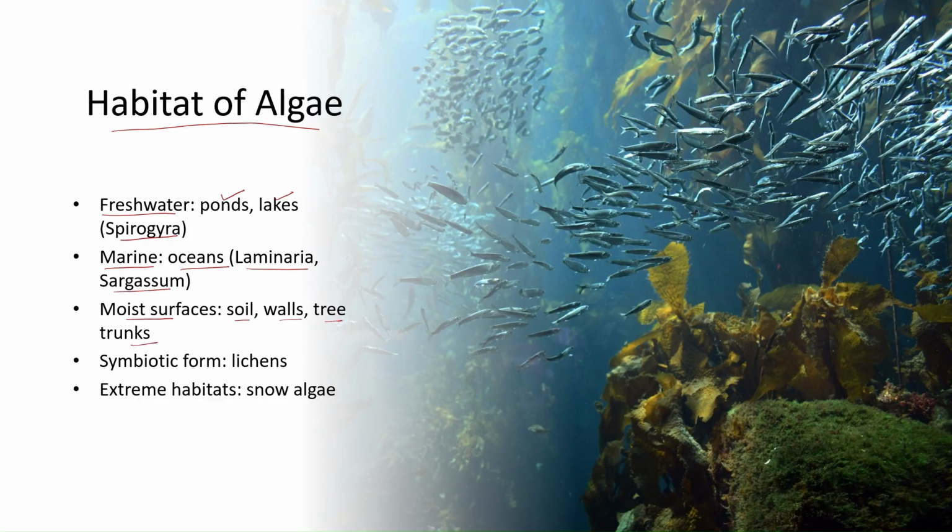And some algae are present in a symbiotic form, for example lichen, means algae plus fungus. They are present together. Fungus helps algae and algae helps fungus. So these are called lichens. And extreme habitats, that is no algae.